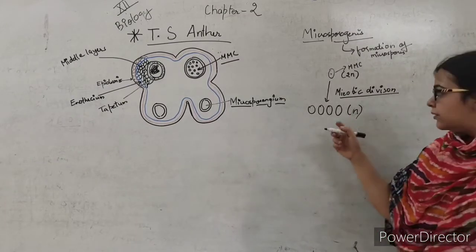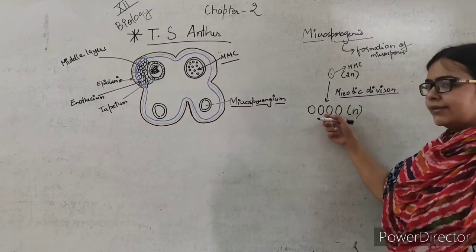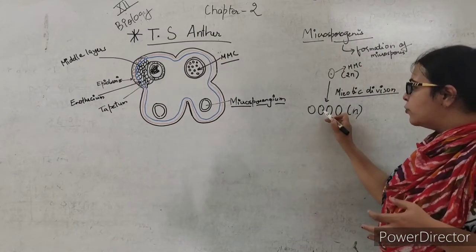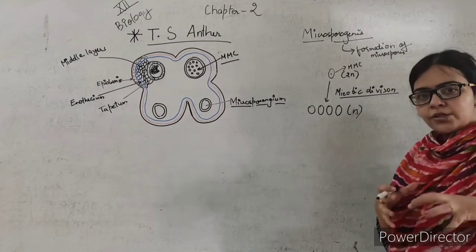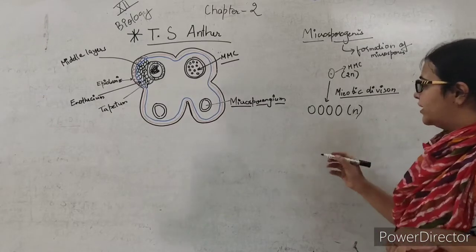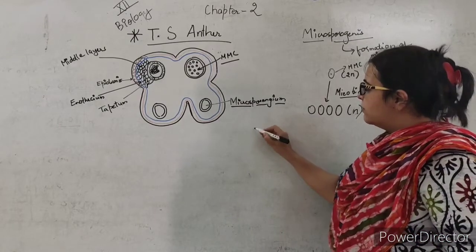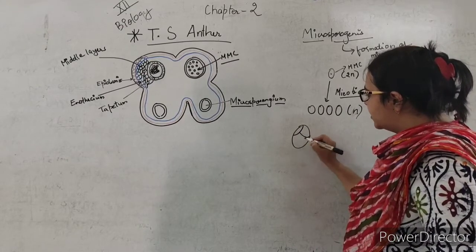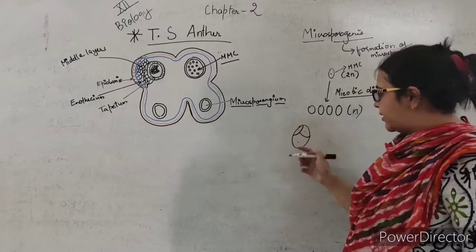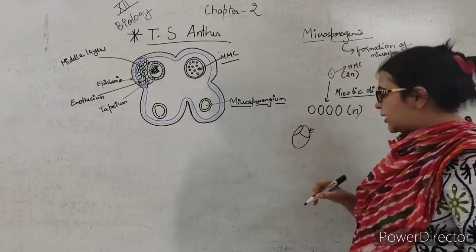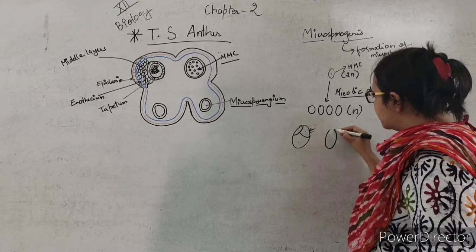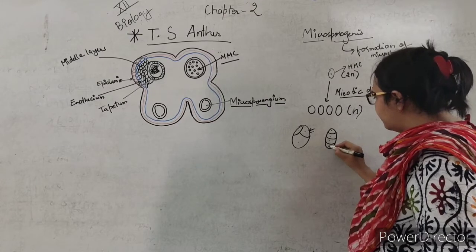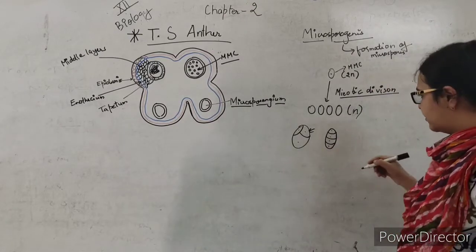Now we are calling this a tetrad because it is a cluster of cells. For some time these 4 cells will be attached with one another, in various shapes. The first one is like this: 1 this cell, 2 this cell, and 3rd this cell, and 4th on the back side, and this shape is called tetrahedral. The second one is like this, 1 2 3 and 4. This is called linear.